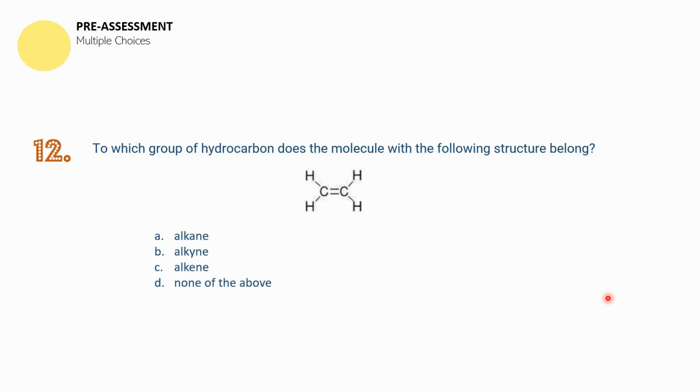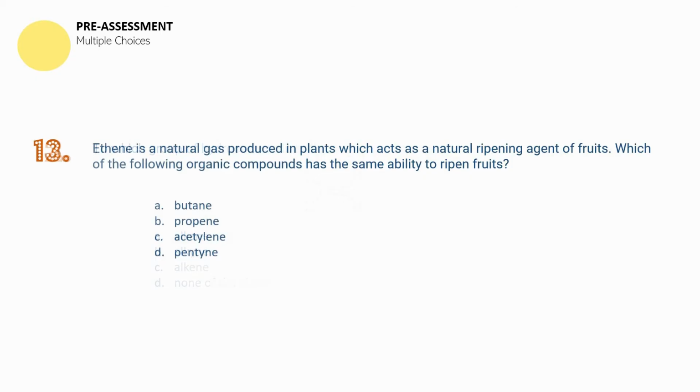Pause this video if you need more time. If you have decided to continue, let us move to question number 13. Ethene is a natural gas produced in plants which acts as a natural ripening agent of fruits. Which of the following organic compounds has the same ability to ripen fruits? A. Butane. B. Propene. C. Acetylene. D. Pentyne.